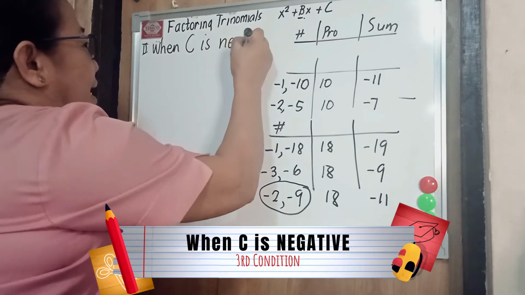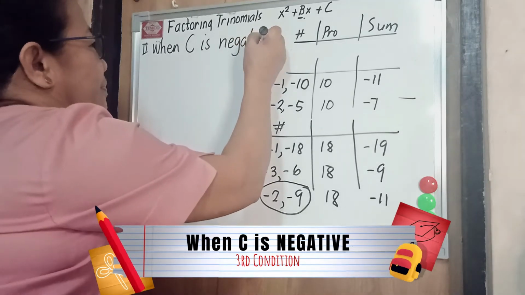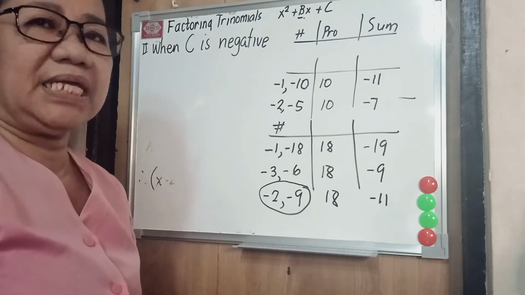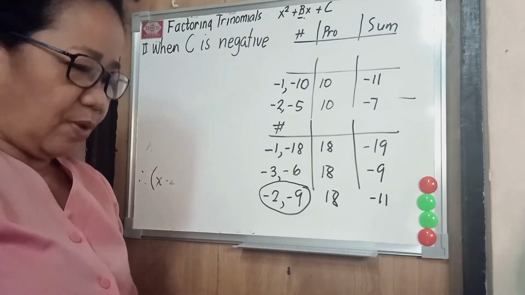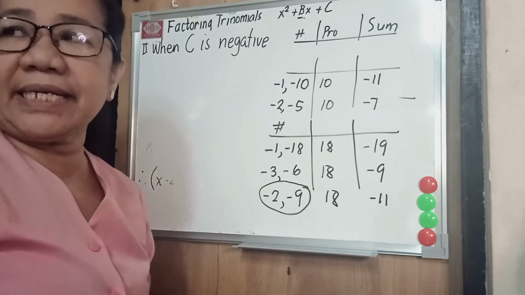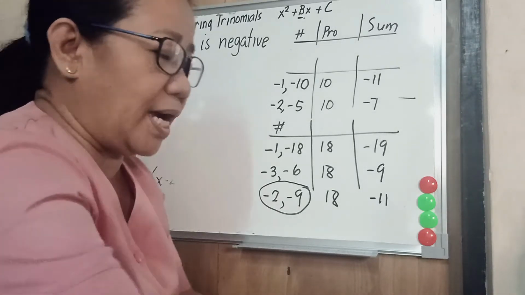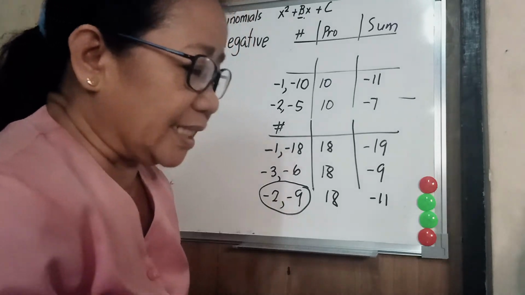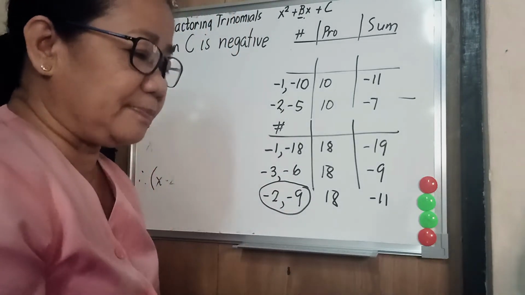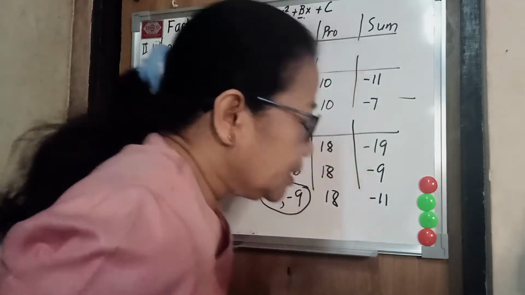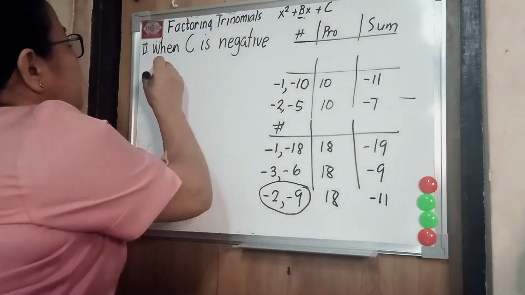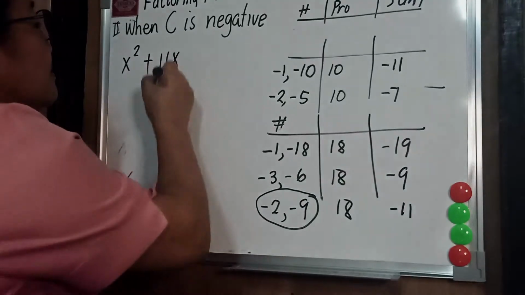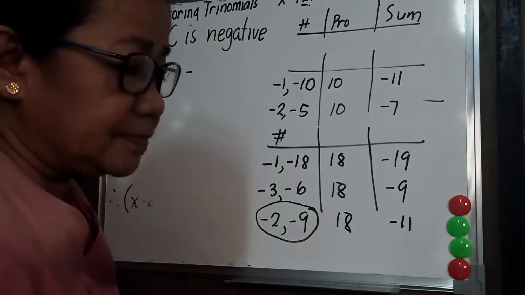When C is negative, then the sign of the factors must be different. When I say different, one is positive and the other one is negative. So, let us have an example for this. Let us have x squared plus 11x minus 12.